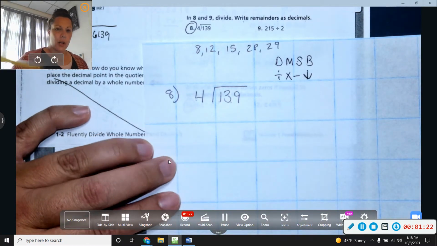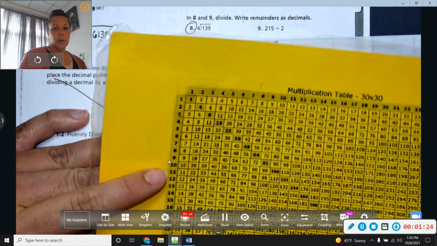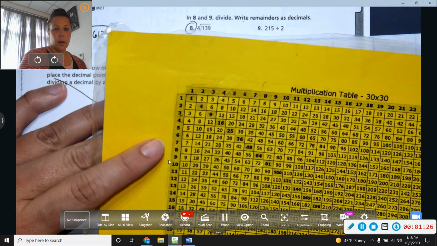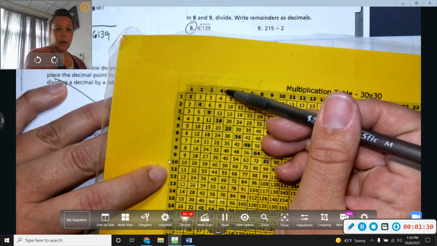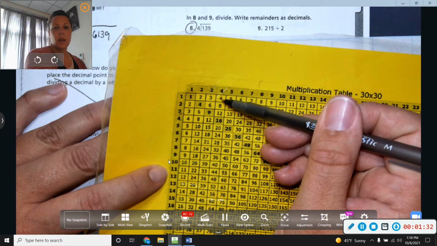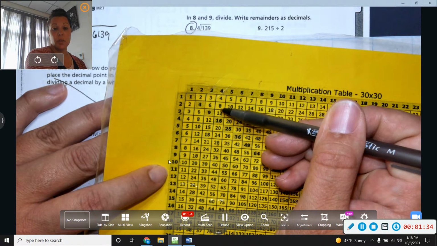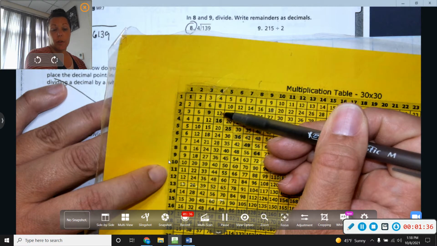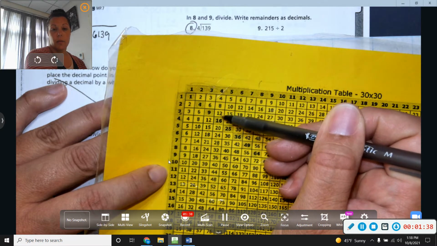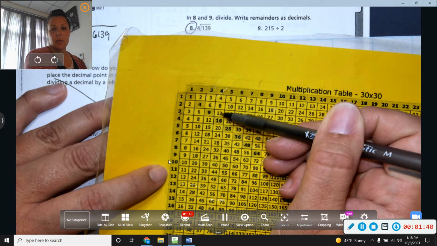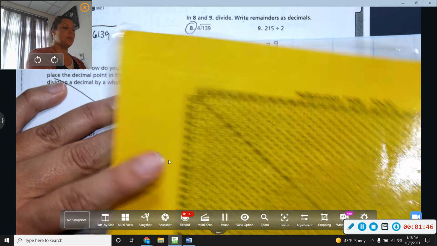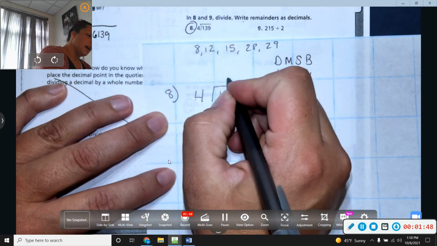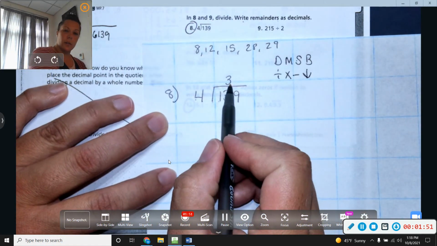Maybe you're not sure how many times though. You can pull out your multiplication table. You go down your 4 column until you get to the number that is closest to but doesn't go over 13. And I find 12 because 16 is too high, so 12. And then when you follow it over, you know that 4 goes into 13 3 times. Okay? I write my 3 above this 3.